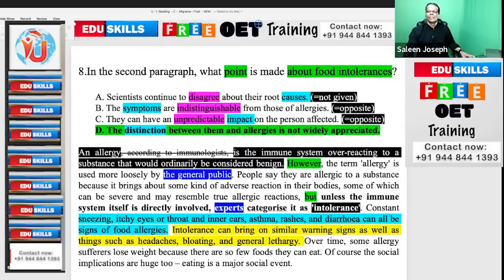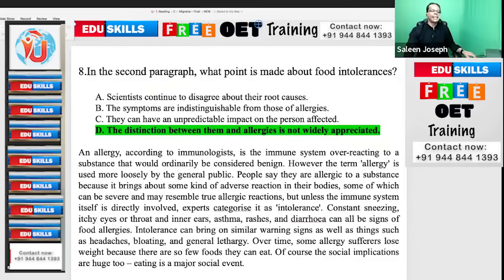So this is how, see, the first one is not given, the second one is opposite, the third one is unpredictable, they said, but here everything they say is predictable, all symptoms. So again, opposite. Fourth one, the distinction between them and allergies is not widely appreciated. These are called gist-based questions. Very nice. So the answer is option D.